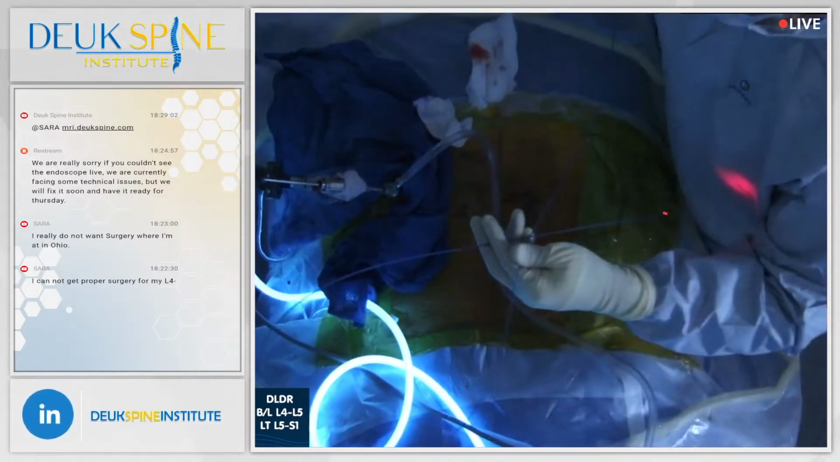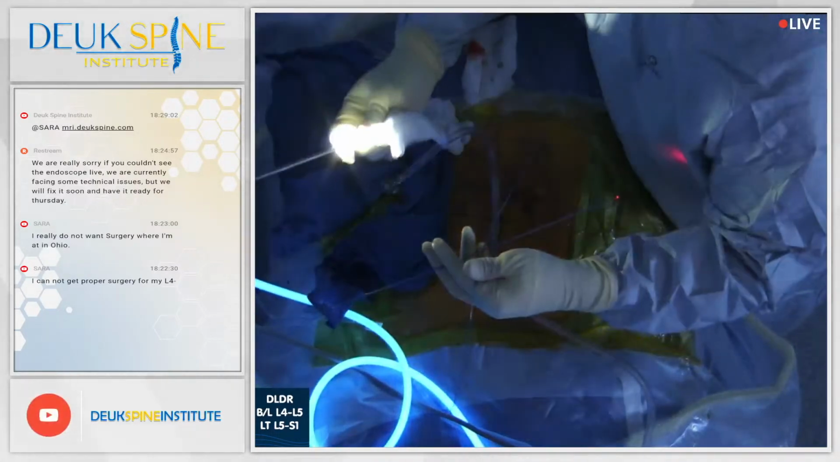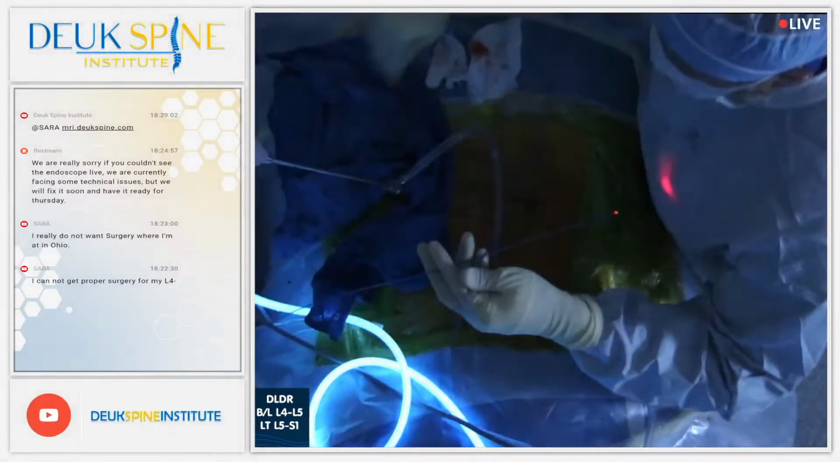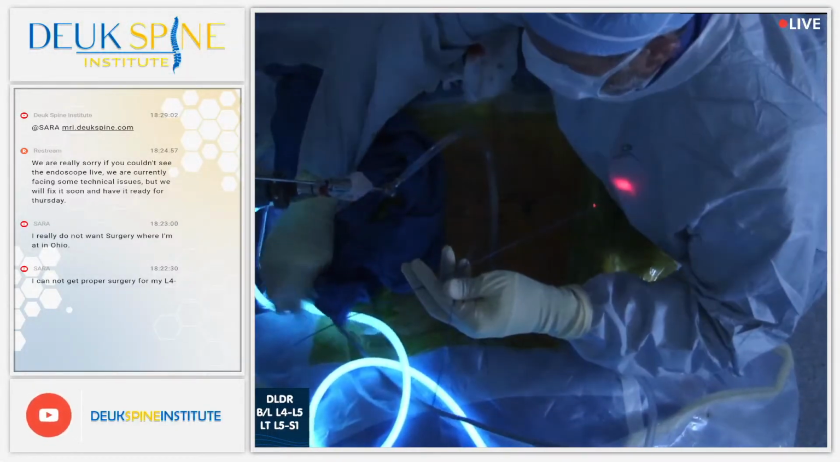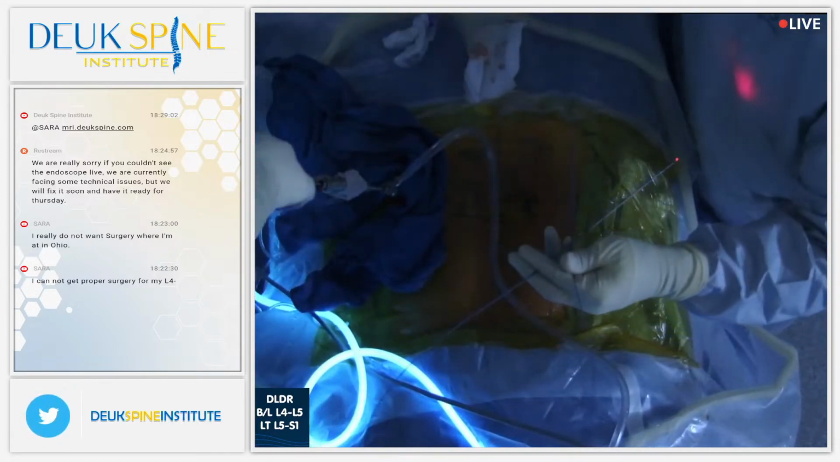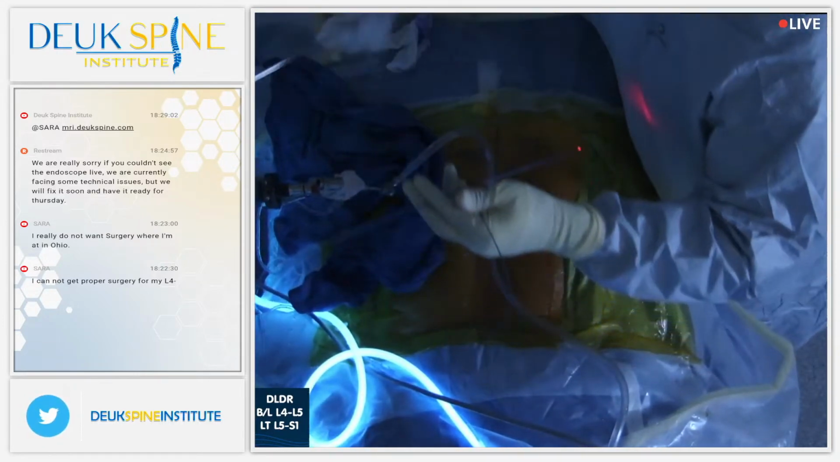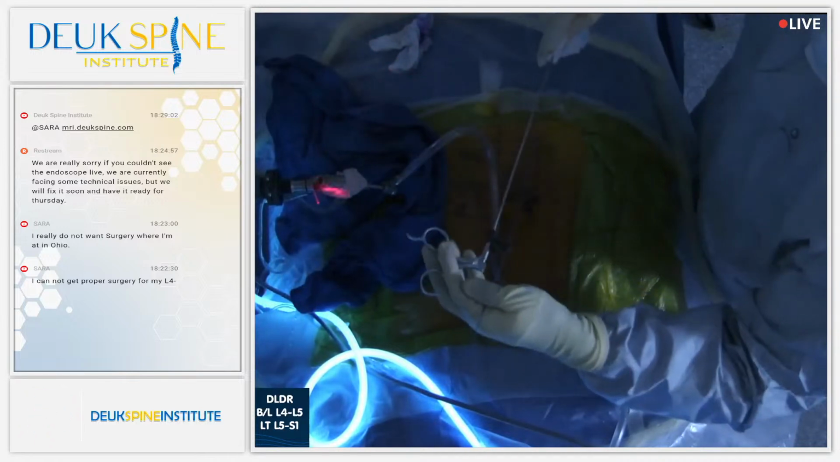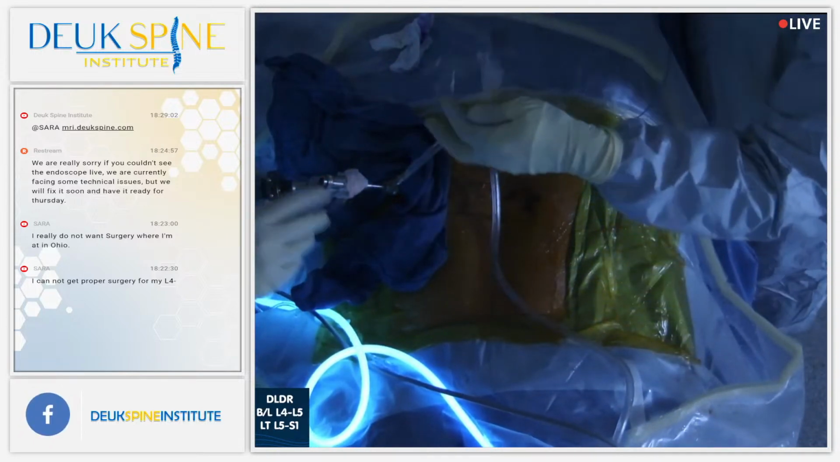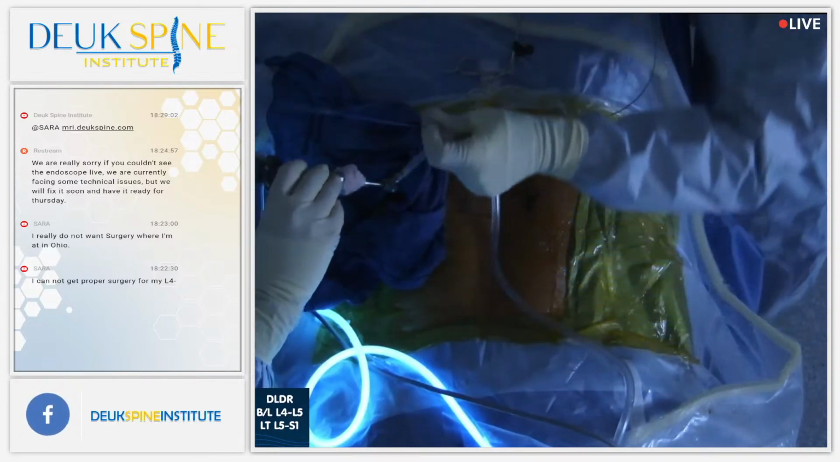Okay, now I'm on the other side of the disc. Remember we saw the needle earlier coming here, and now we took the needle out and we're inside the right side of the L4-5 disc. Is he okay? Yep. We'll be done in 10 minutes.